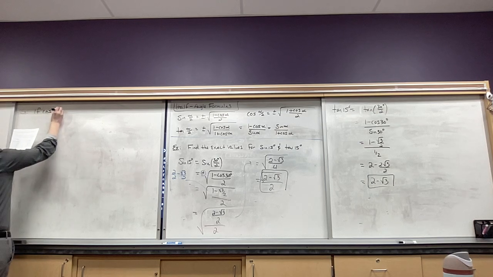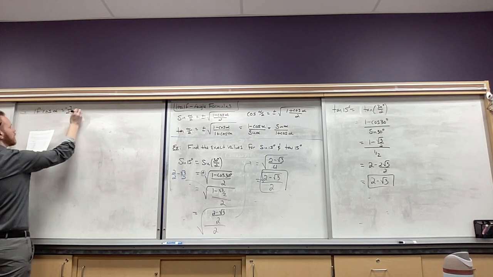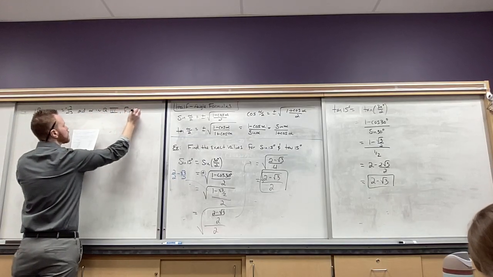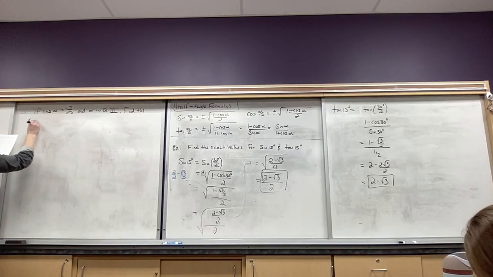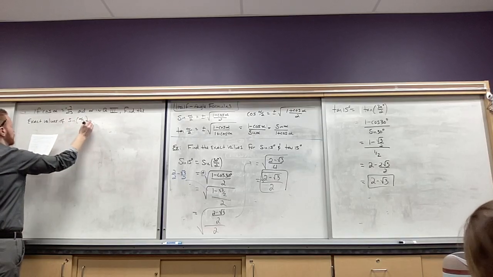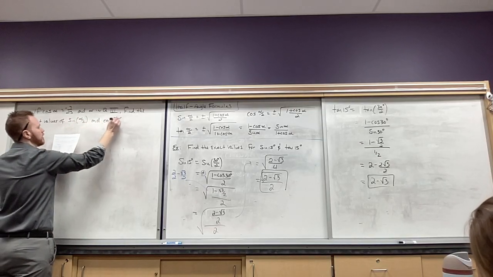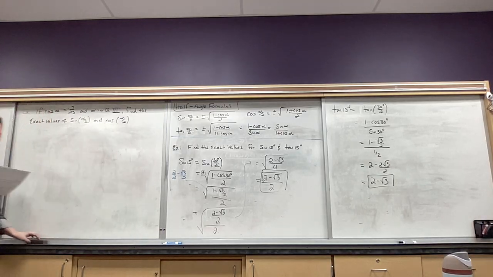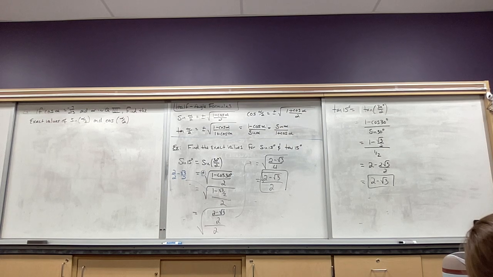So if we have cosine of alpha is negative 7 over 25, and alpha is in quadrant 3, find the exact values of sine of alpha over 2 and cosine of alpha over 2. Okay. This kind of is like a throwback to the very first example. We had to draw a reference triangle in a way. But I don't have to draw one in this case. I'll show you what I mean here in a moment.